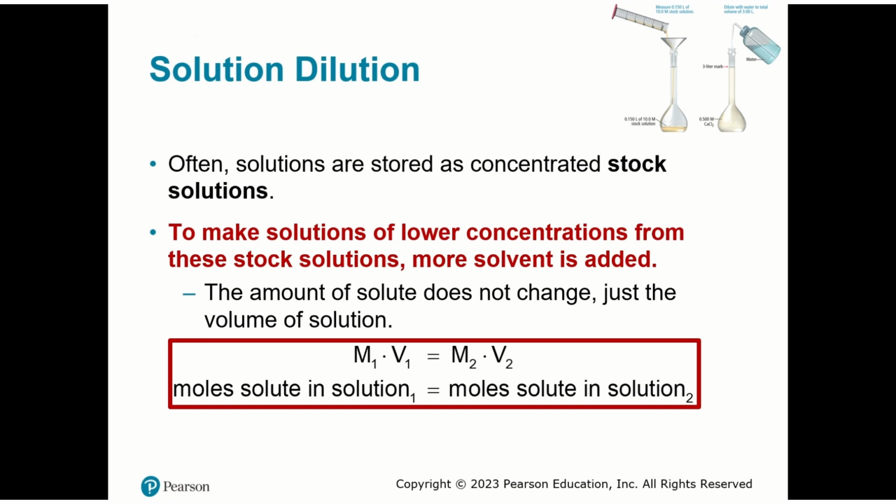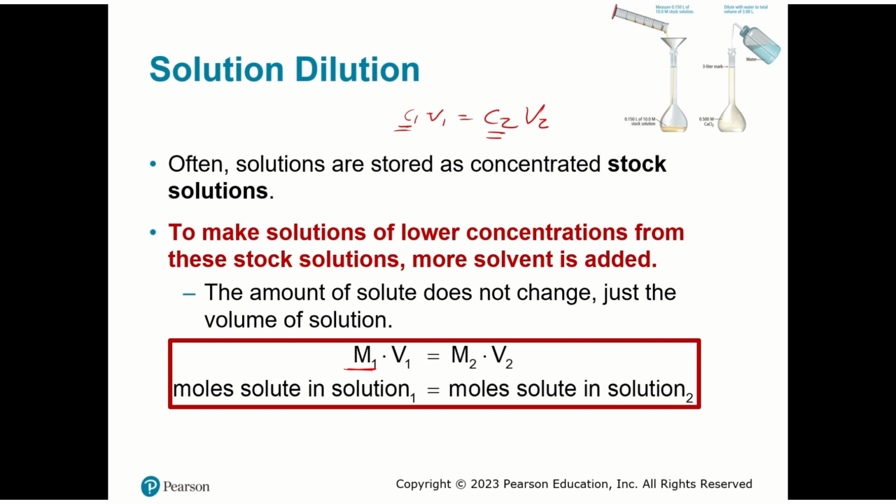So in the dilution, this is something that we always do in lab. Sometimes we need to prepare a more dilute solution from a concentrated stock solution. The key over here is that M1V1 equals M2V2, where M is the moles of solute in the solution, and V is the volume of the solution. In some books you're going to read C1V1 equals C2V2. That is the same thing: concentration 1 times V1, concentration 2 times V2.